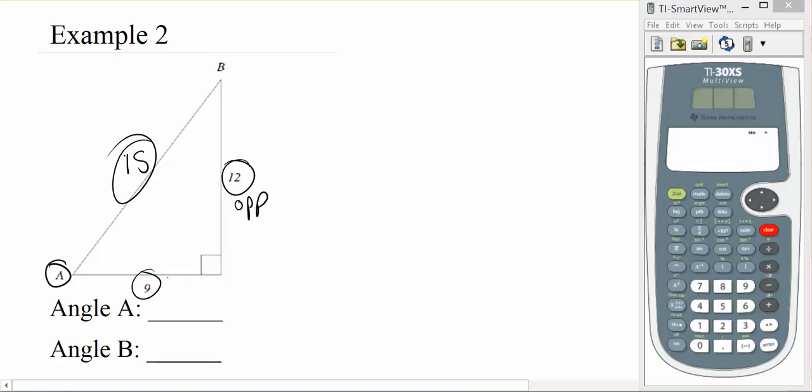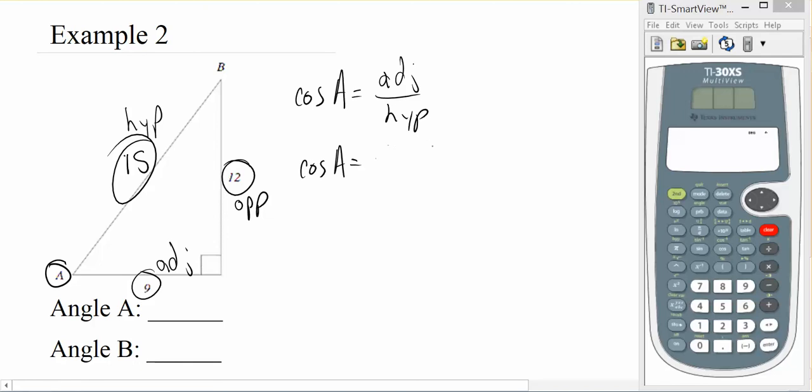This 12 here is the opposite. The 9 is the adjacent. And the 15 is the hypotenuse. So let's go ahead and use cosine just to do something a little bit different. We can say the cosine of A is adjacent over hypotenuse. So in terms of this problem, cosine of A is 9 over 15.